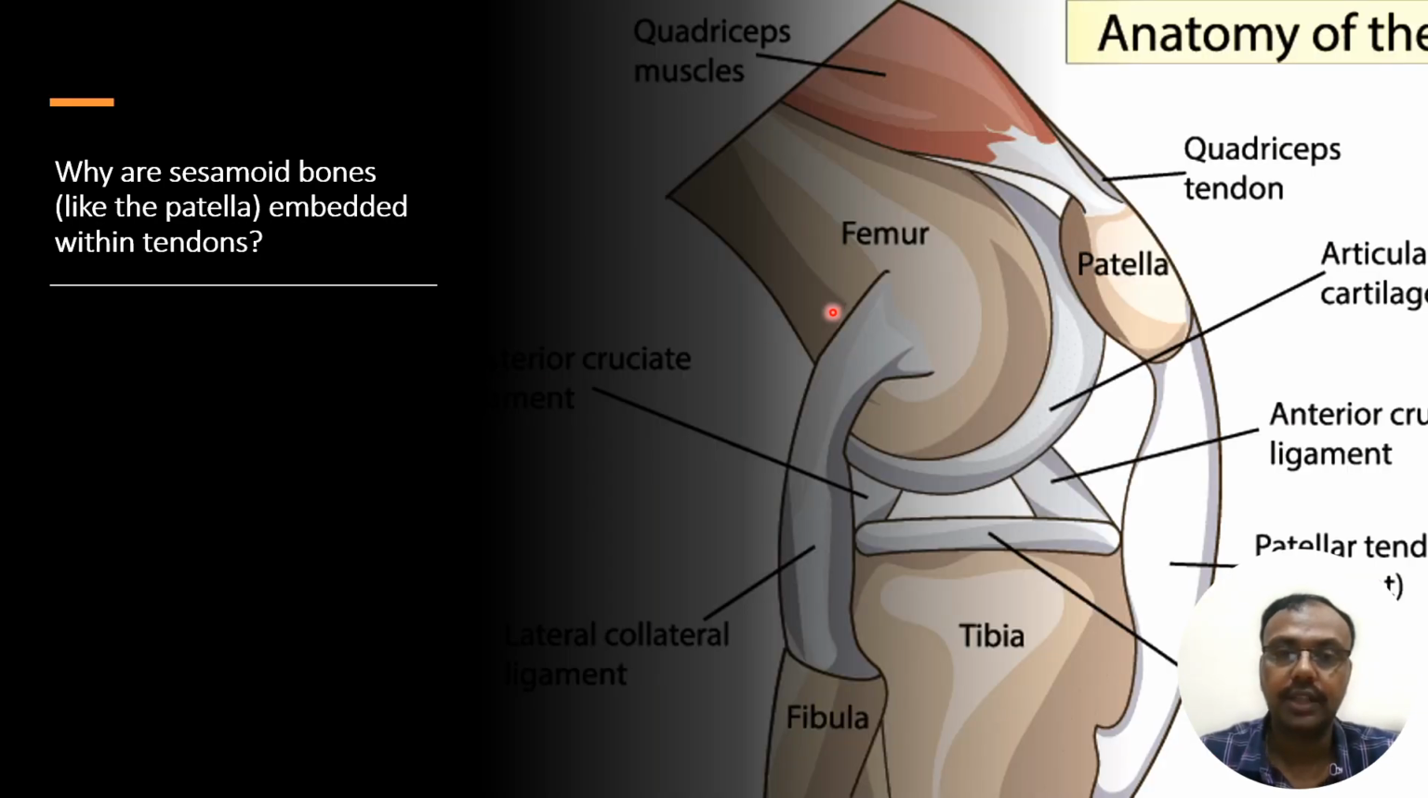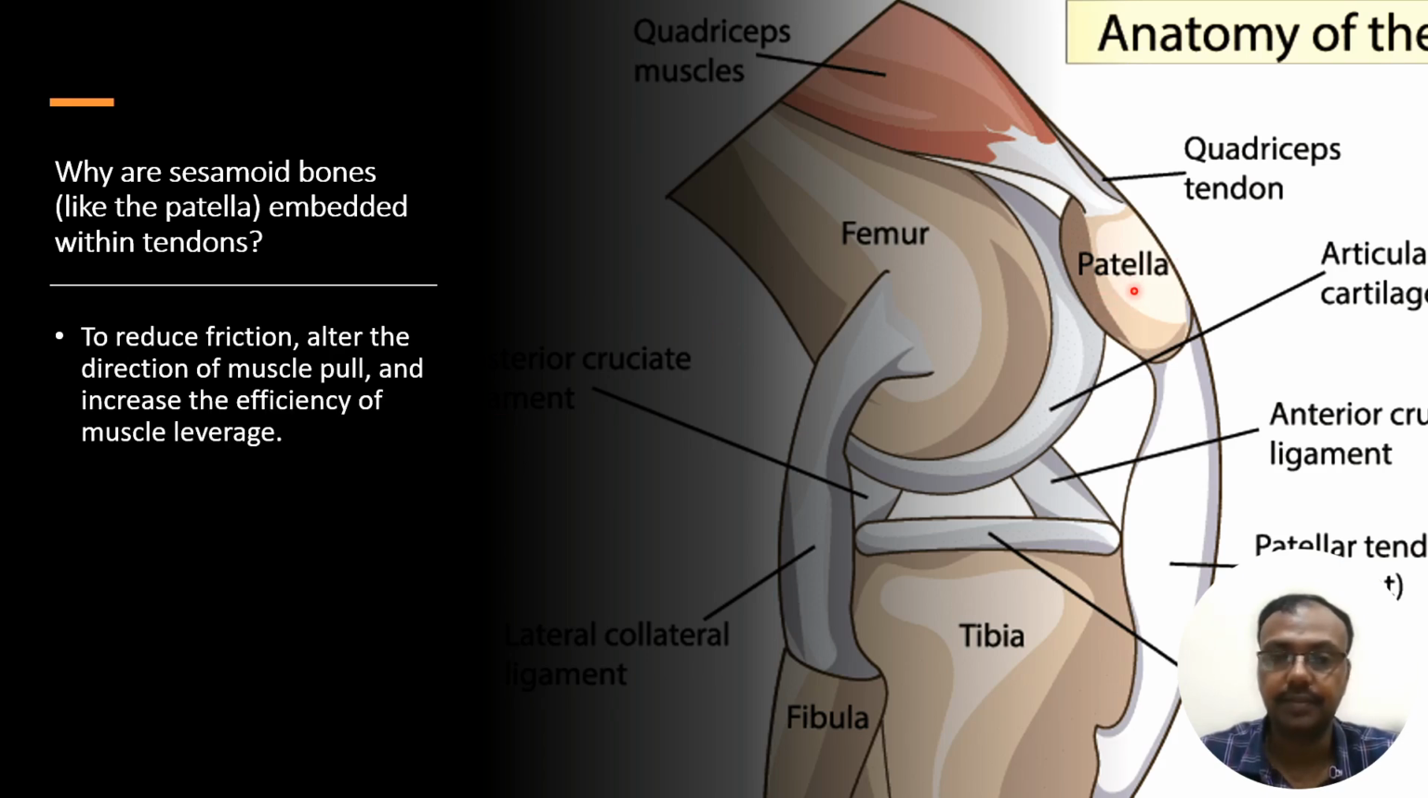Why are sesamoid bones like patella embedded within the tendons? Patella or sesamoid bone reduces the friction, alters the direction of muscle pull, and increases the efficiency of muscle leverage.